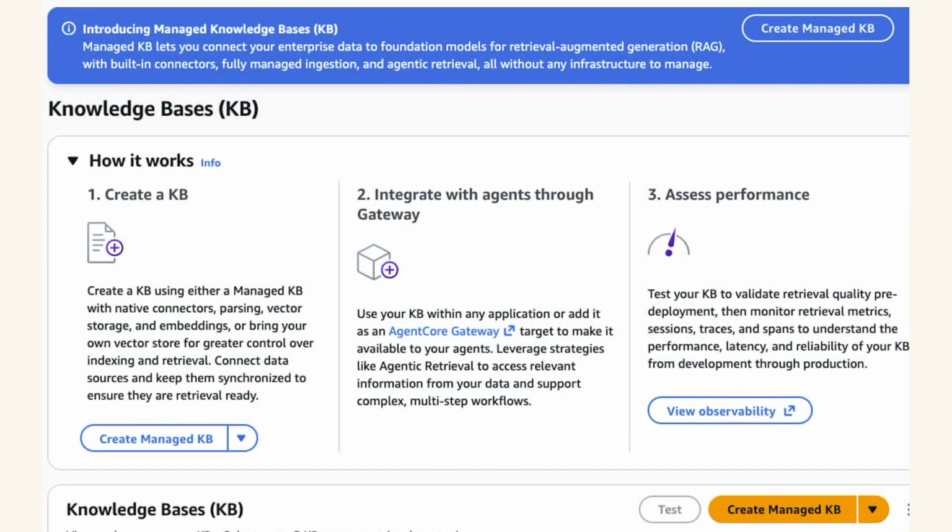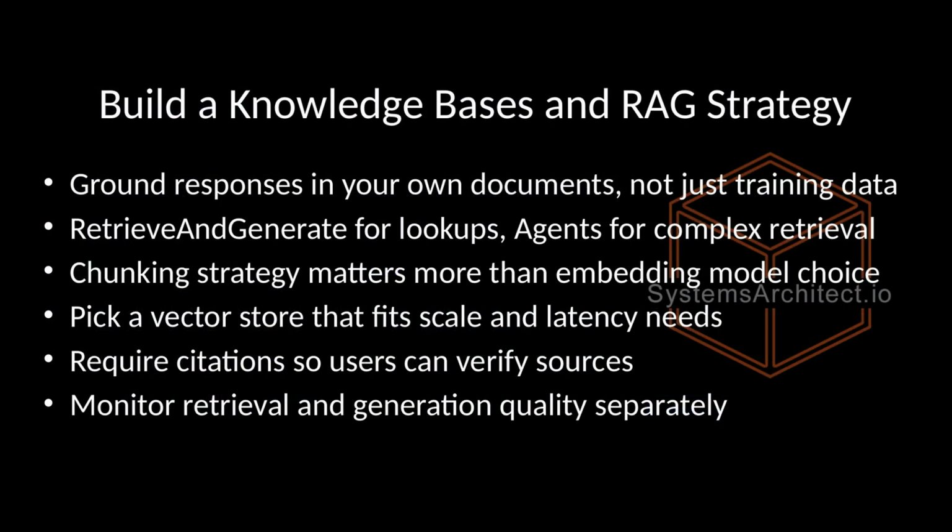Query a knowledge base directly through retrieve and generate for simple lookups, or attach it to a Bedrock agent for complex retrieval. Choose your chunking strategy deliberately. Pick a vector store like OpenSearch Serverless or Aurora with PG Vector, and insist responses come back with citations. A strong RAG setup turns a general purpose model into a domain expert without any fine-tuning.